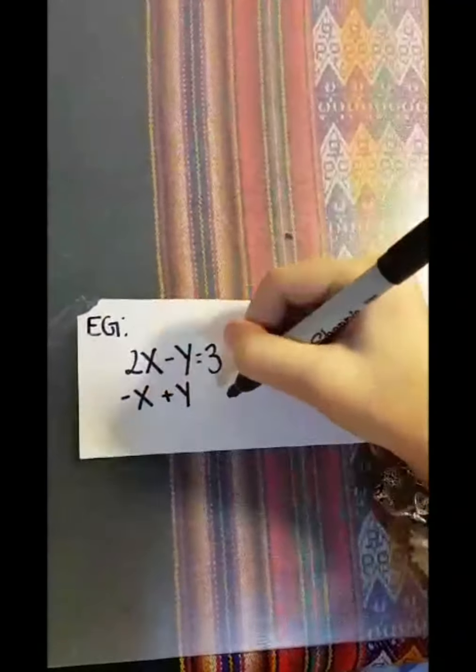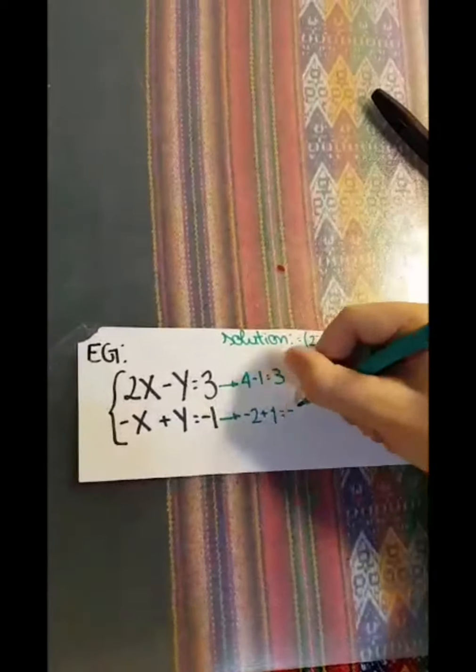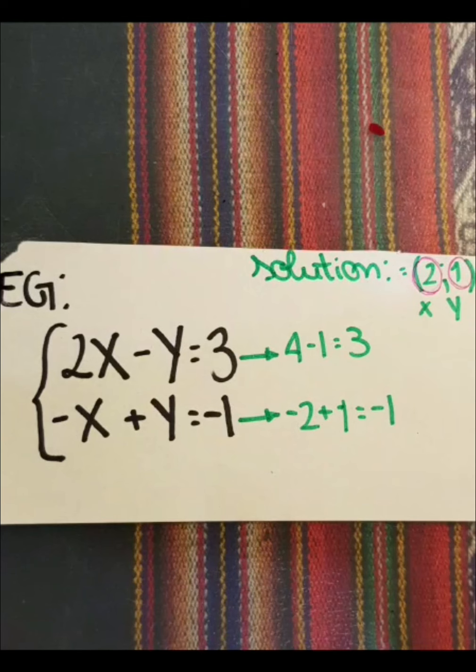I'm going to give you an example so you can better understand what they look like. The numbers 2 and 1 are the solution for the top and bottom equations, meaning that it is the solution for the whole system.